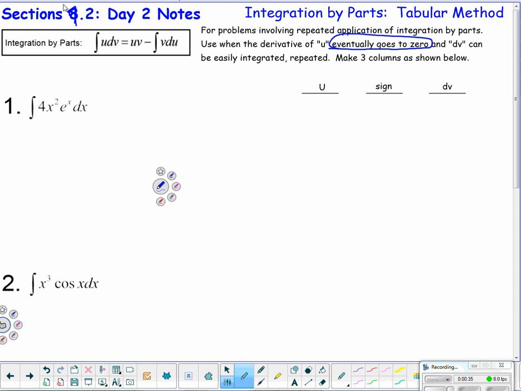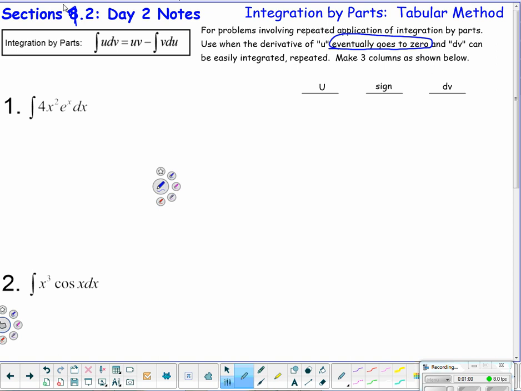If that's the case, and the other portion can be easily integrated, then the tabular method makes sense for this problem. Why don't you go ahead and write down the 3 columns, unless they're already on your note sheet. We're going to say, what do we select as u? What should we select as dv? And then the sign business, that'll make sense in just a minute.